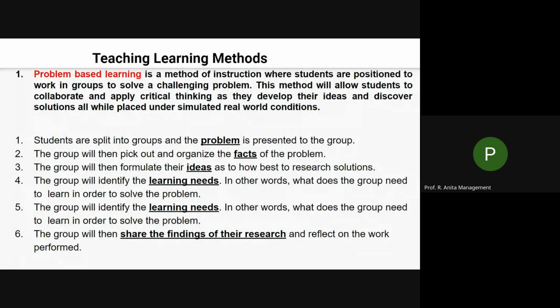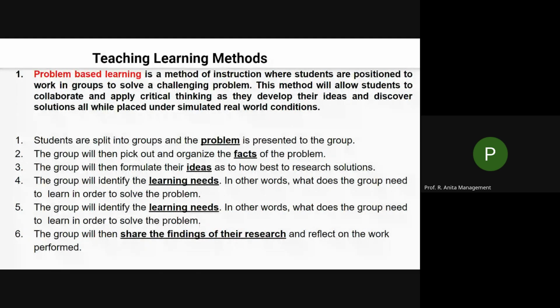While going through the problem, they should know what the facts are and what different ideas they can come out with, so that they can implement those solutions. Through that exercise, what are they trying to learn? We should see how the students identify these learning needs and how they share the findings of the research. That itself makes the student think critically, right? So we are giving the students an opportunity to learn well. This is what we need to see.